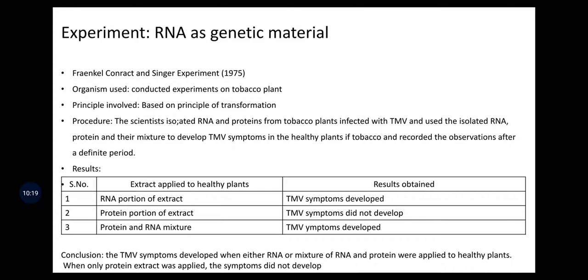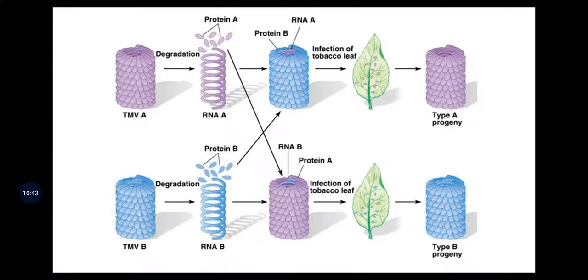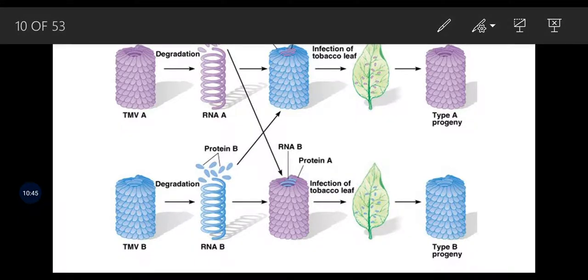One more thing I want to discuss here: whenever DNA is the genetic material, we can't expect RNA to also act as a genetic material in the same organism. In the case of viruses in which DNA is not acting as genetic material, their RNA plays the major role and expresses as the genetic material. This is how the experiment was done.